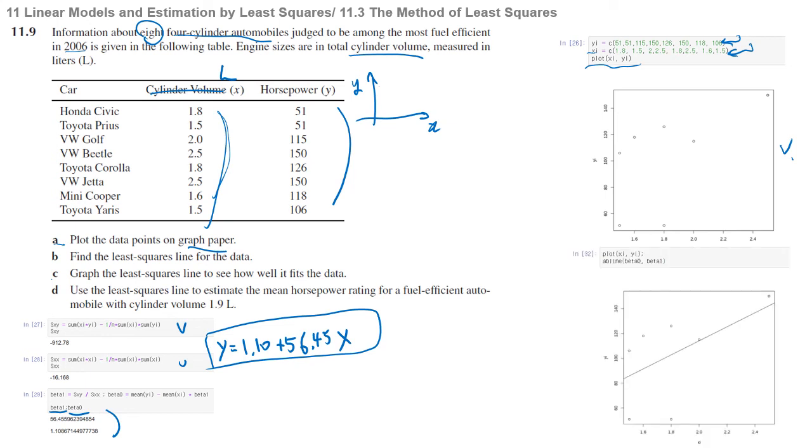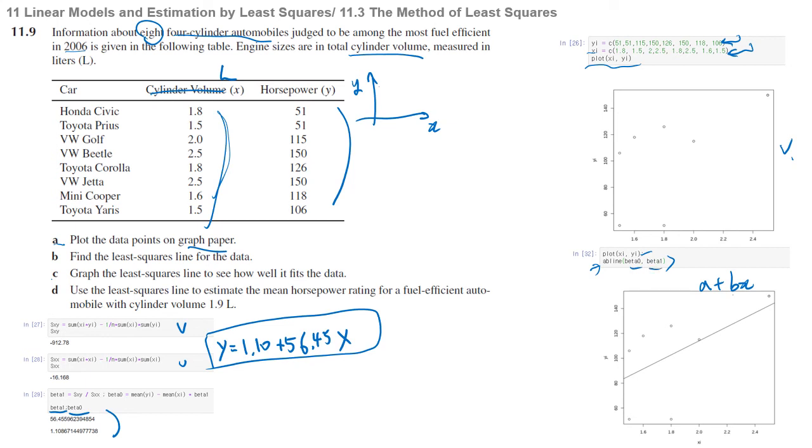You can simply use R to draw the graph, where the first line plots xi and yi, and the second line draws abline, which is a plus bx. A is beta 0 and b is beta 1. And so you draw this graph.